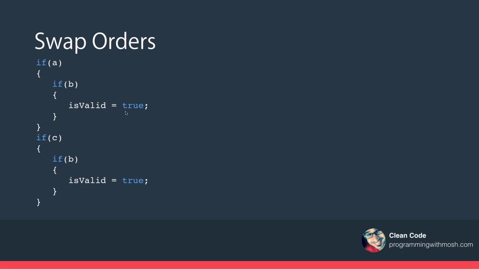What we can do is to take B out and push A and C inside. Then the code will look something like this. So as you see, we reduced 4 if statements to 3.